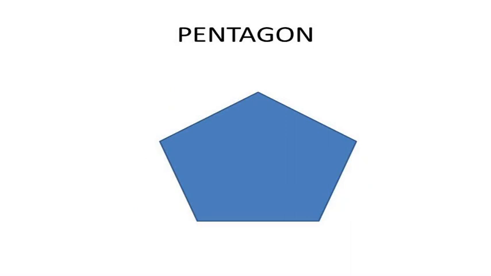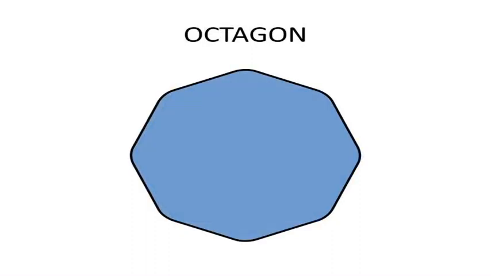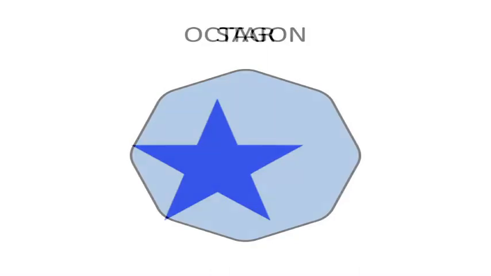This has got 5 sides, so it's called as a pentagon. Penta is always 5. This has got 6 sides, so it's called a hexagon. Hexa is 6. This is called an octagon. It has got 8 sides. An octagon, octa is always 8. This is a star.